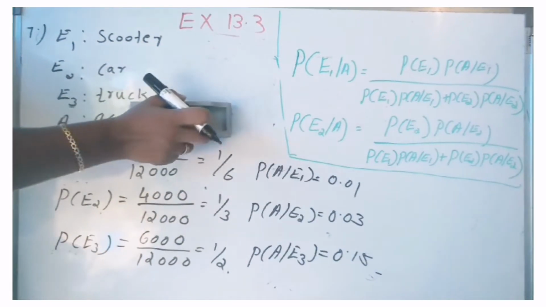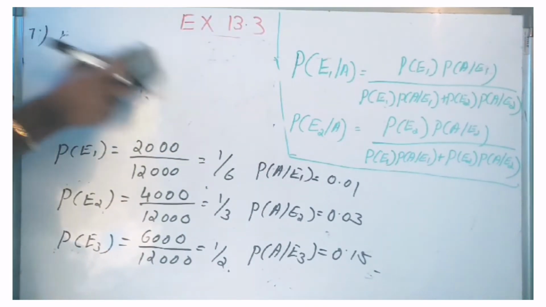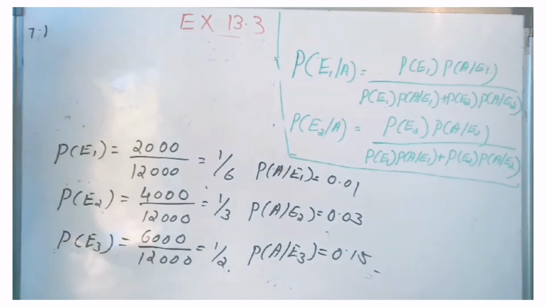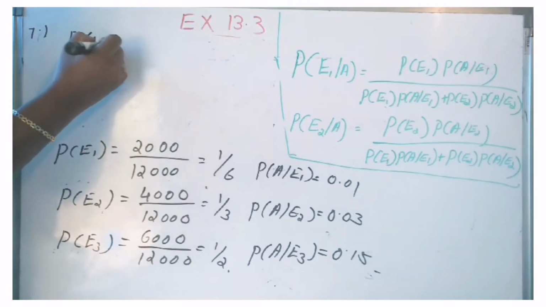Now we are going to use Bayes' theorem. We need to find: one of the insured persons meets with an accident. What is the probability that he is a scooter driver? Scooter driver, that is our E1 event.